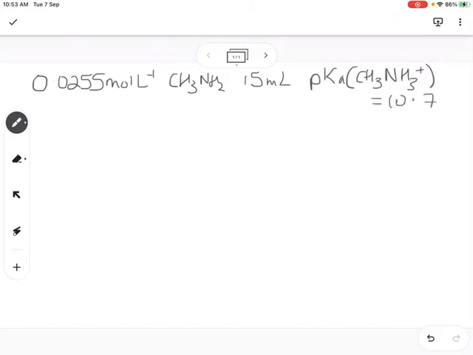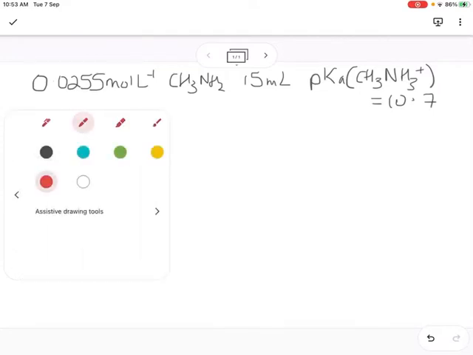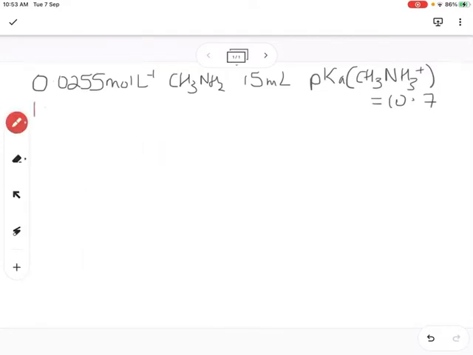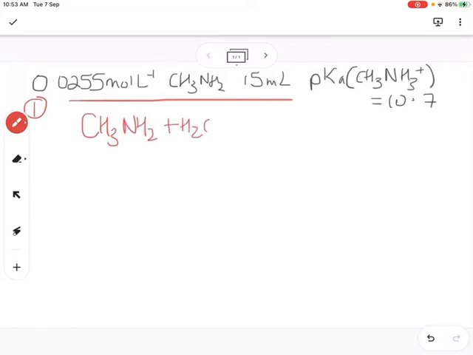So what I'm going to do here is I'm going to do the first point, which is the point at the start of the titration curve, so it's just the pH of this weak base here. To do the pH of a weak base, I need to write an equation for the weak base reacting with water.